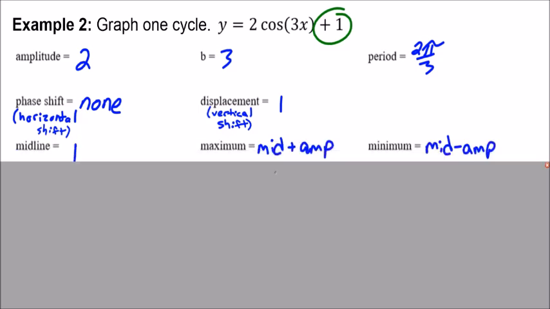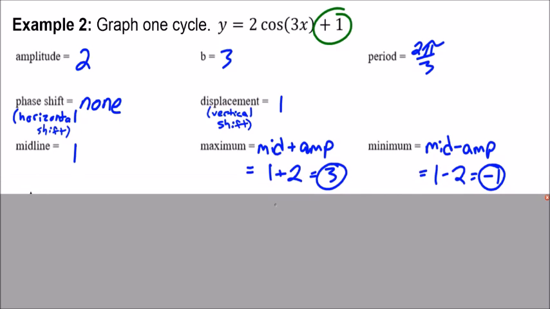Now this is where it gets a little tricky. The displacement tells us the location of our midline. That's the central axis, that horizontal line that cuts this wave in half. So our midline is 1. And I'm going to show you when we graph it, I'm going to show you where that's located.